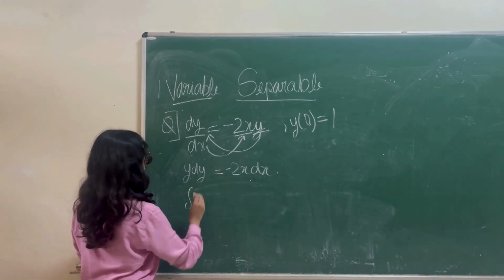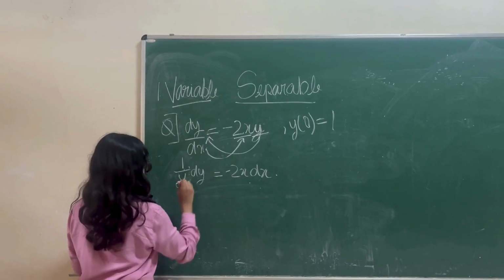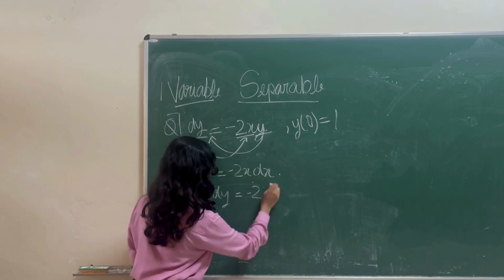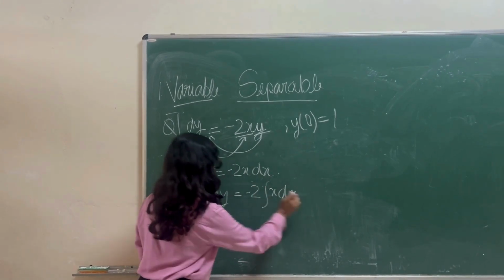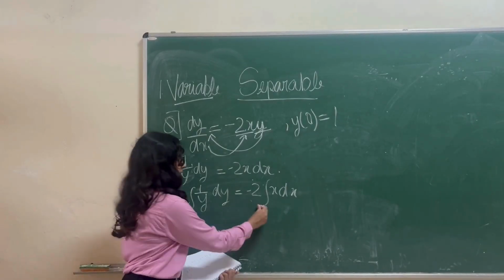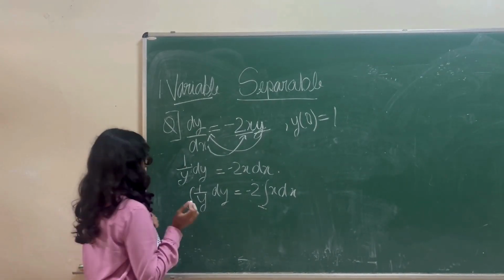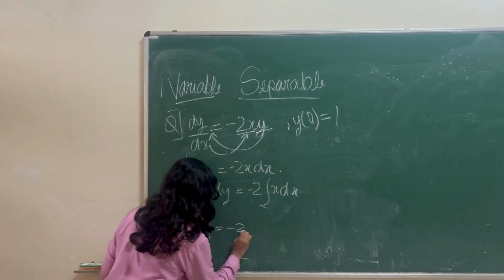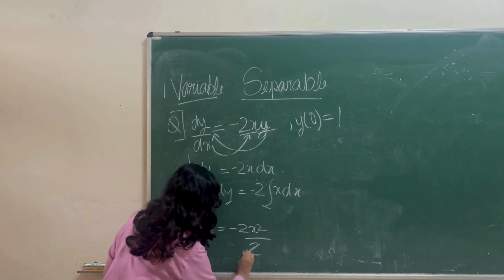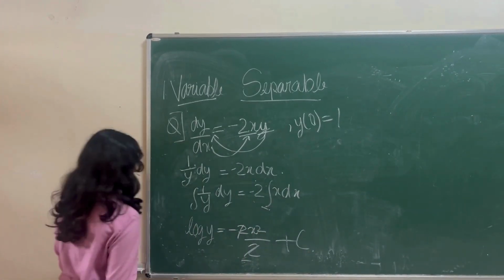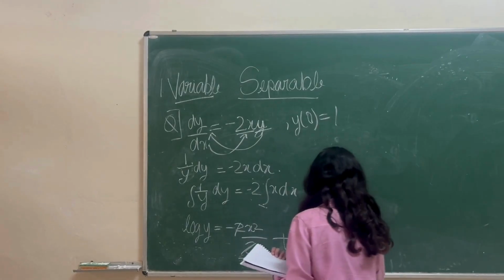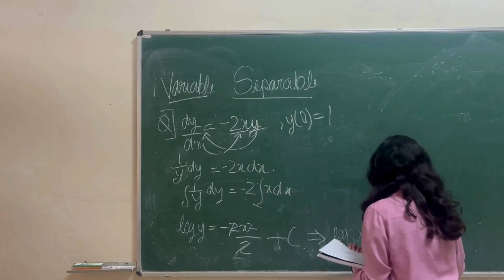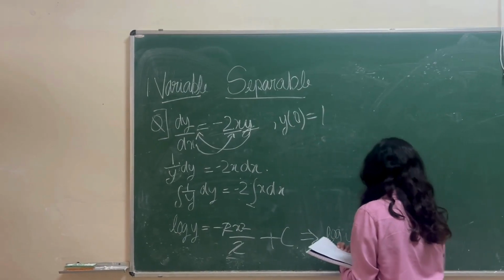So the integral of 1 by y dy is equal to minus 2 times the integral of x dx. Minus 2 is a constant, hence it is taken outside the integration sign. So the integral of 1 by y is log y is equal to minus 2 x squared divided by 2 plus c. So our final answer comes out as log y plus x squared is equal to c.